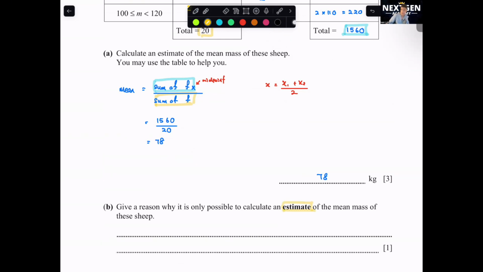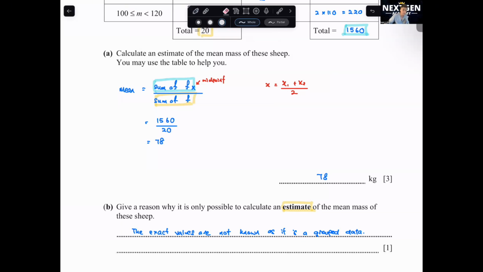Okay, so what you can say is that we don't know the exact value because all of this data is put inside a group data. So you can say the exact values are not known as it is a group data. So we put it all inside a group, so we don't know exactly what is inside the 40 to 60 group. We don't know whether it's 40, 41, 42, 43, 44. It's just within that range itself.